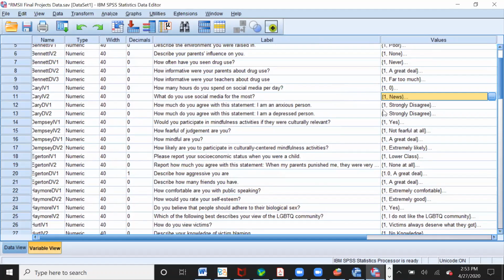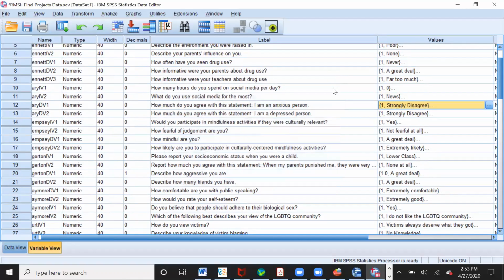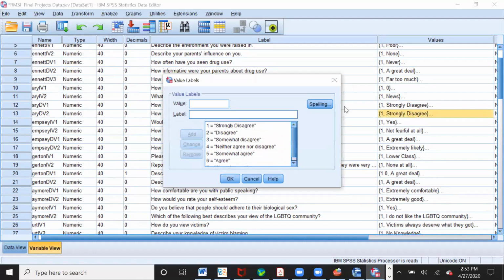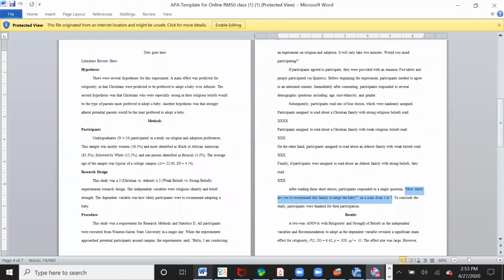How much do you agree with the statement: I'm an anxious person? It was from 1 strongly disagree to 7 strongly agree. And the same for how much do you agree with the statement: I'm a depressed person, from 1 strongly disagree to 7 strongly agree. So you're going to need to report all that in your procedure section.